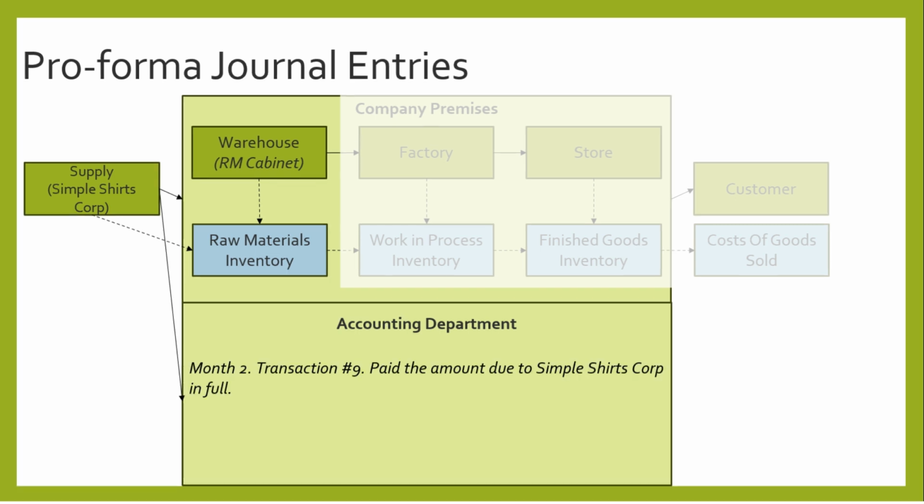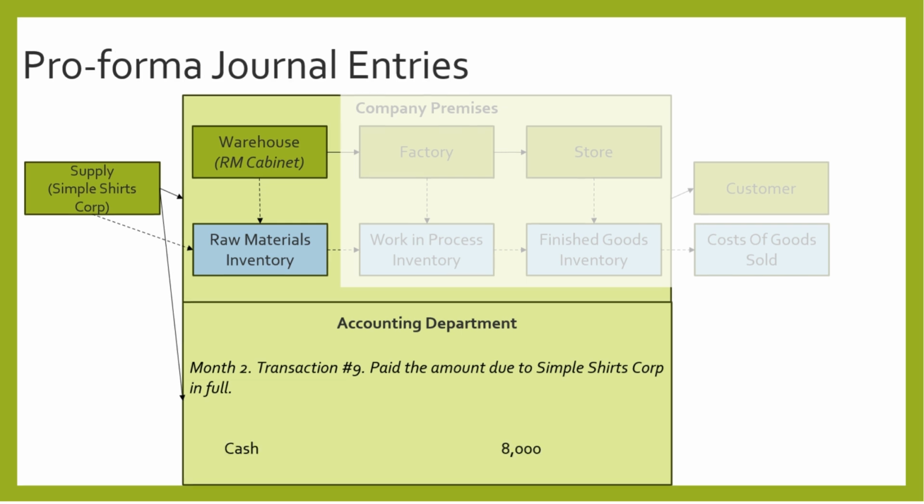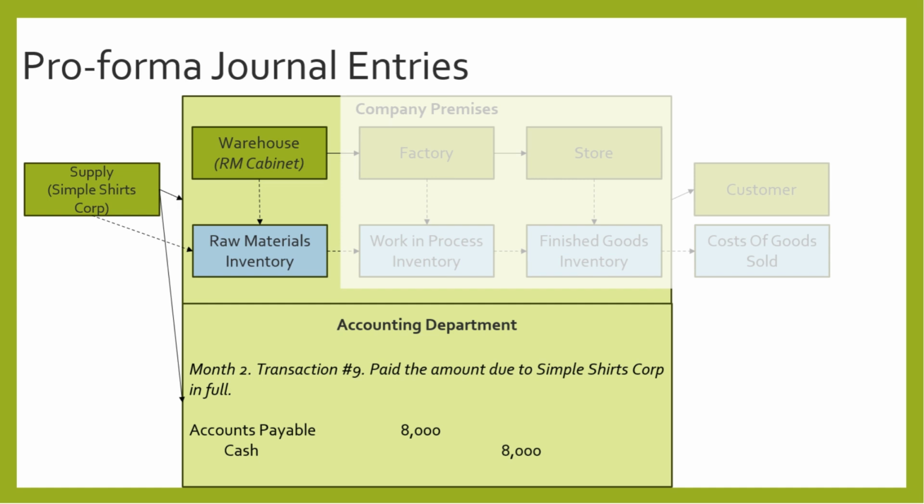In month 2, transaction number 9, paid the amount due to Simple Shirts Corporation in full. Which account should be credited when there is a payment? Yes, it should be the cash account amounting to 8,000 pesos. And which account should be debited? Since it's the amount due to a supplier, it should be accounts payable.